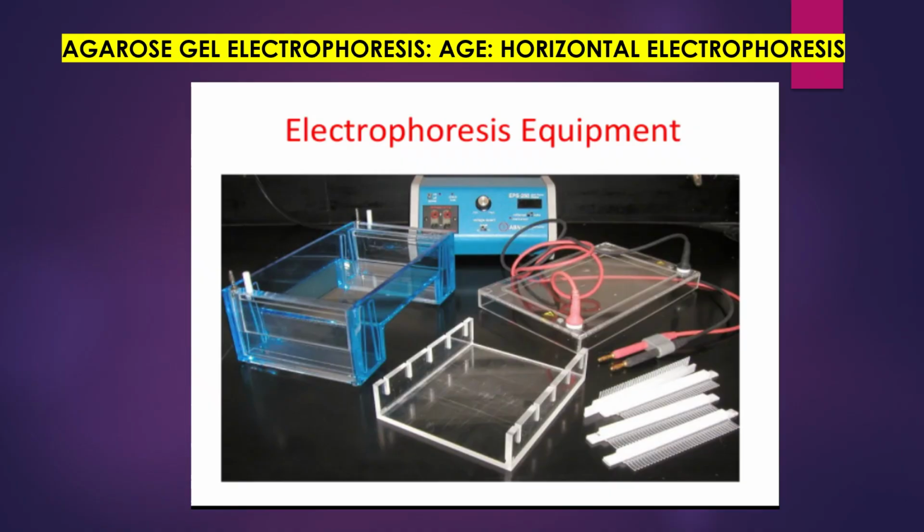Now if you talk about the equipment, so these are some equipment like gel casting tray, then power supply, for power supply power pack is there, these are the leads, these are the electrodes, these are the combs for making the wells.